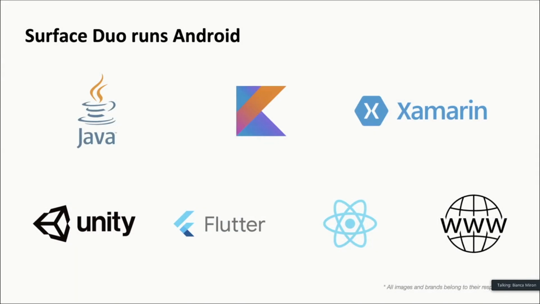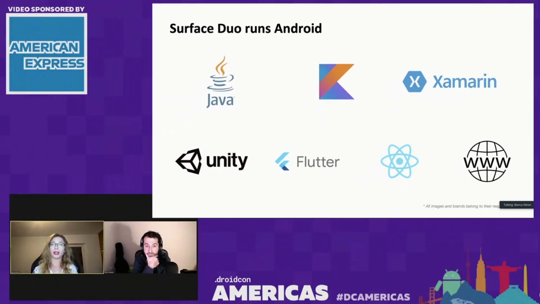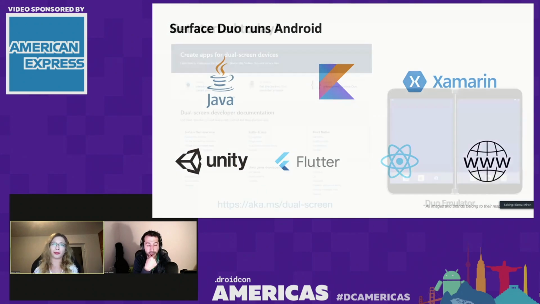Now, let's go to the software. So currently Surface Duo runs Android 10. The OS team is working to support Android 11 soon. And you can choose your preferred mobile technology to develop the application. So Java, Kotlin, Xamarin, React Native, Flutter, Unity, or PWA for the World Wide Web.